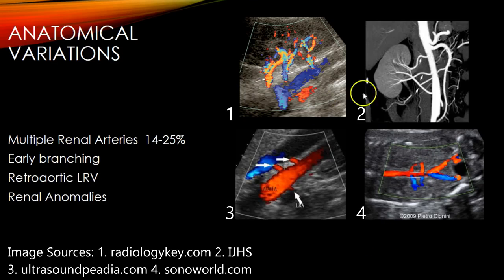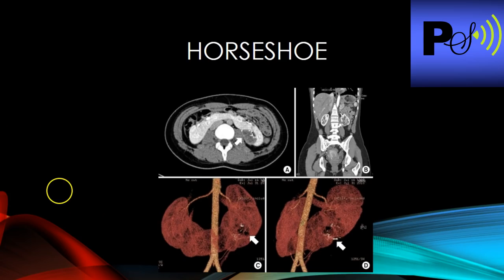Some people have early branching, meaning that the artery leaves the aorta and then starts to branch into segmentals before it enters the kidney. Another variation would be a retroaortic left renal vein, which is the left renal vein, instead of going in between the superior mesenteric artery and the aorta, it goes behind the aorta.